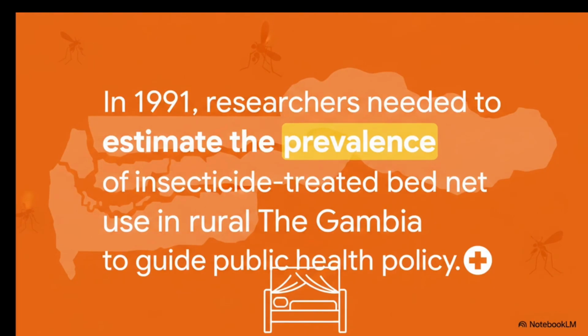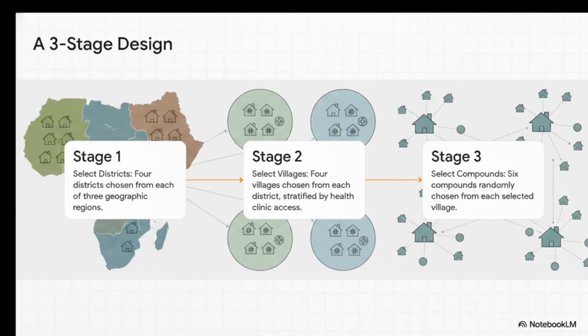So the objective here was crystal clear, and it was vital. Malaria is a massive problem, and these treated bed nets are a huge intervention. But for the whole strategy to work, public health officials had to know, are people actually using them? They had to estimate how widespread their use was across the entire rural population to figure out if their health policies were working. So how'd they do it?